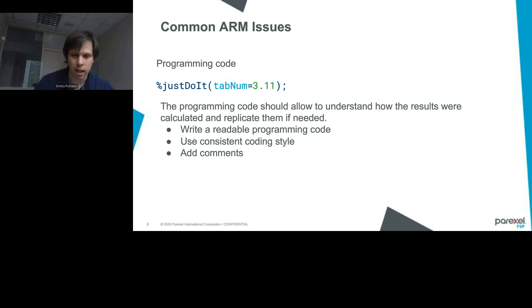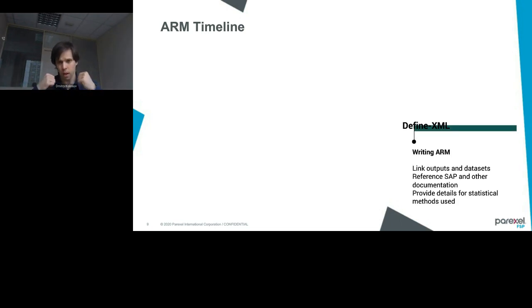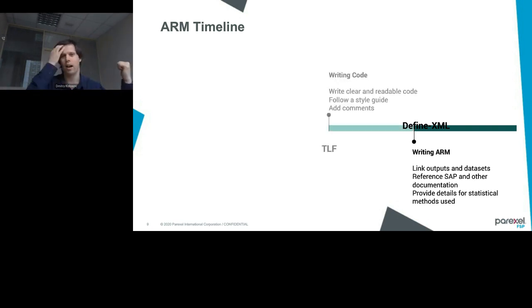So speaking about it, the next thing which I want to discuss is actually the ARM timeline. Because initially, when I started creating ARM, I thought that, well, you need to have a final define-XML. Based on that, only after that you can create ARM. The thing is, that's not the starting point. Of course, you need define-XML to link variables, to link documents and other things, but that's not really the starting point, because as we saw before, you really need to think about ARM when you are writing your code. So you need to use those three suggestions from the previous slide, and that's how you should do it.